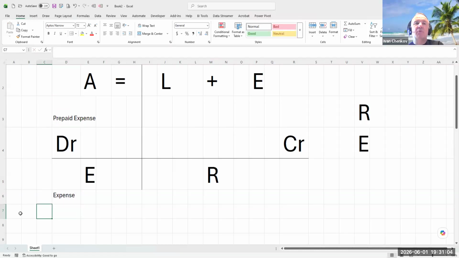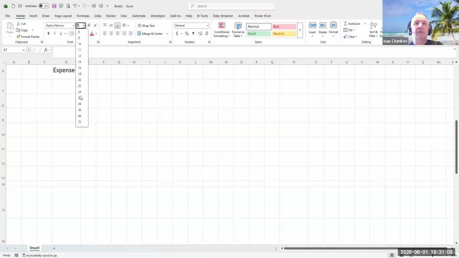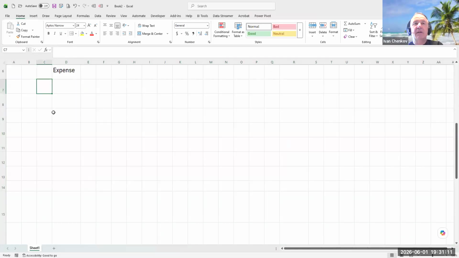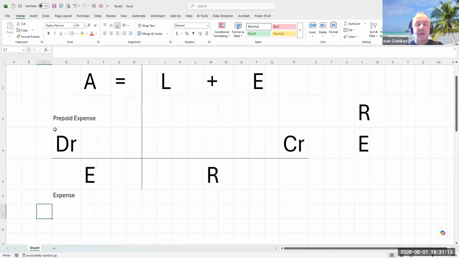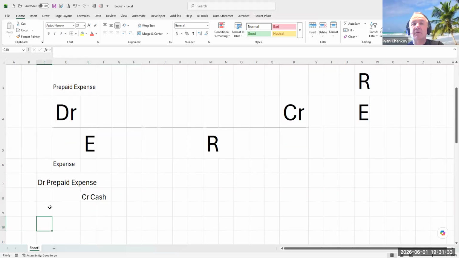In the very beginning, let me reduce the font here. Let's go with 24. In the very beginning, I'm going to have debit prepaid expense, credit cash, because I'm paying cash. Correct? So now I have an asset, which is settled with another asset. Later on, I have to move this asset to the expense.